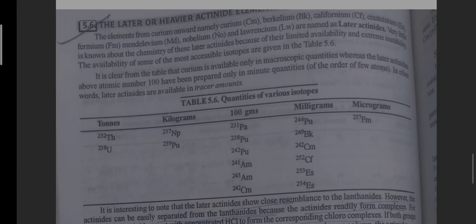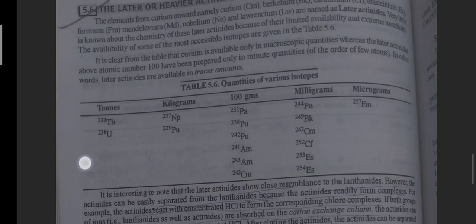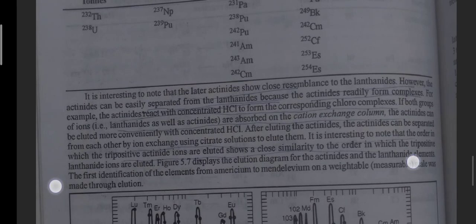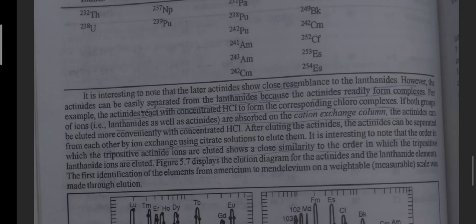It is clear from the table that curium is available only in macroscopic quantity, whereas the later actinides above atomic number 100 have been prepared only in minute quantities. In other words, later actinides are available in tracer amounts. It is interesting to note that the later actinides show close resemblance to the lanthanides. However, the actinides can be easily separated from the lanthanides because the actinides readily form complexes.